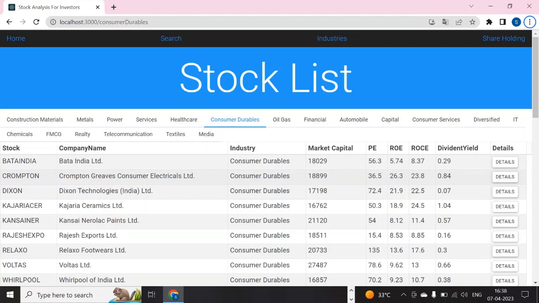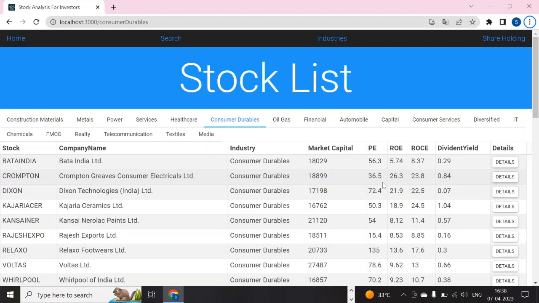The ROE ratio for this is 26.3. It is a higher value than other stocks when we compare. The ROCE value is 23.8. Here the debt and the liability are also taken into consideration in the ROCE ratio, and it is in the range of 23.8, and the dividend yield is 0.84.